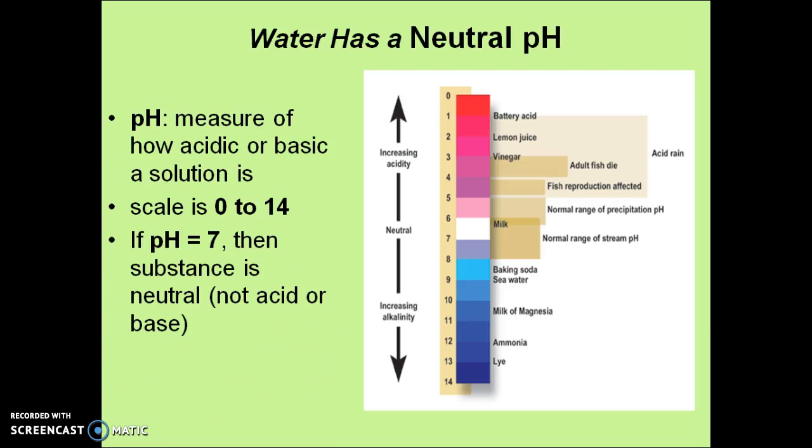Okay. Another property of water is that it has a neutral pH. A pH is going to tell you how acidic or basic a solution is. The scale ranges from 0 to 14, and if your pH is 7, that's neutral. If the pH is lower than 7, it's acidic. Some examples of acidic substances are Coca-Cola, any type of citrus like orange juice. And then if your pH is above 7, it's basic. Examples of that might be baking soda.